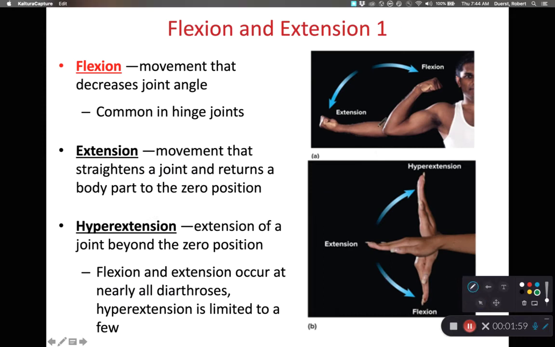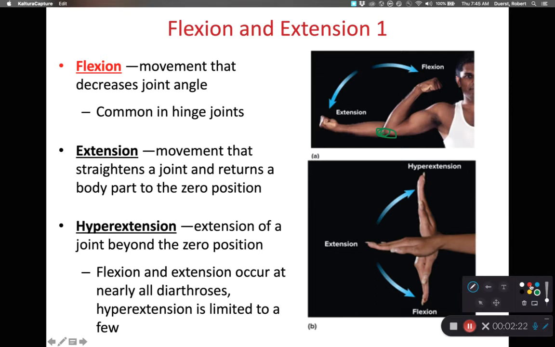We have a monoaxial joint right here, one of my favorites, the elbow. When we have the zero position, the elbow is straight. We have our elbow hanging down, with our hands hanging down, palm forward, think of anatomical position. Flexion is going to be reducing the joint angle.